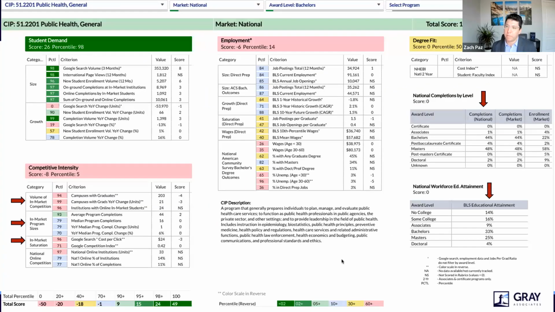So pulling all this information together, we talked about student demand, which we know this program is a very large program. The growth trends are telling us that it could potentially be slowing down, but still very large. The employment opportunities for graduates from a direct prep are just above average, as you can see here. The wage potential for direct prep, $36,000 at the 10th percentile, but really the mean wage is at $57,000.